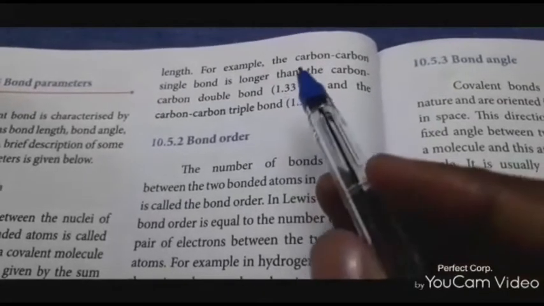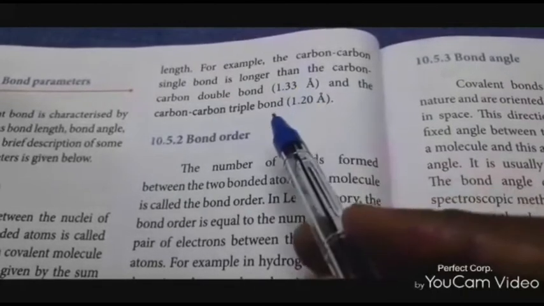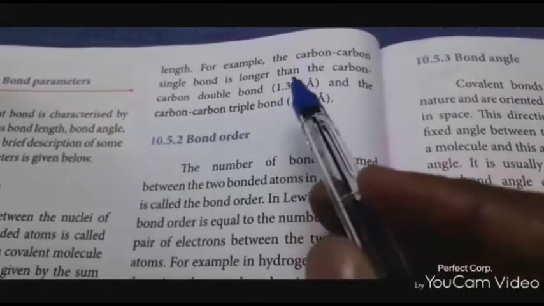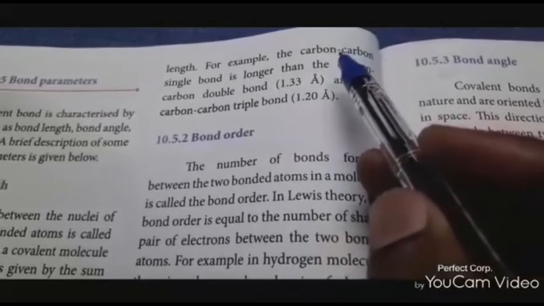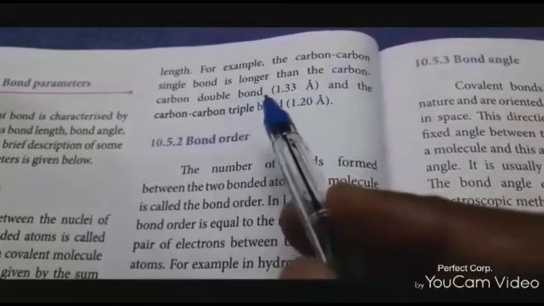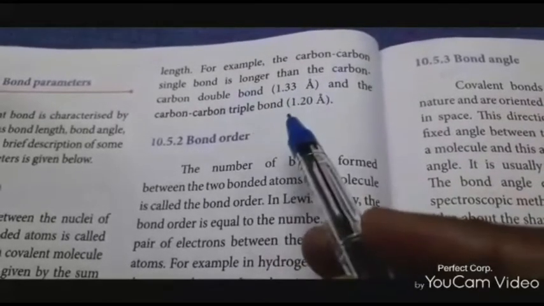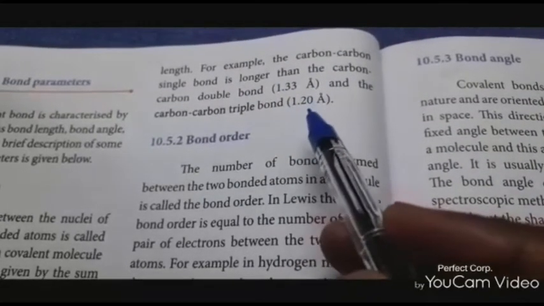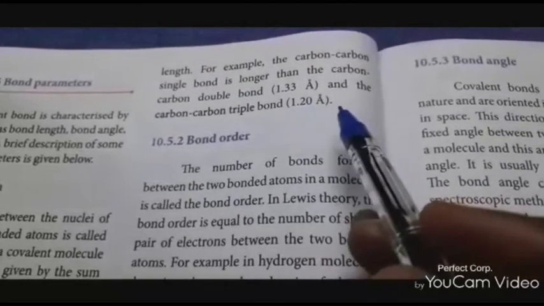So finally, if the number of bonds between the two atoms increases, the bond length value decreases. For the single bond, the value is 1.54 Angstrom. For double bond, the value is 1.33 Angstrom. For triple bond, the value is 1.20 Angstrom. It should be explained for bond length.